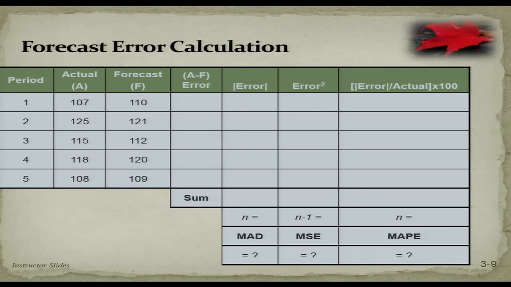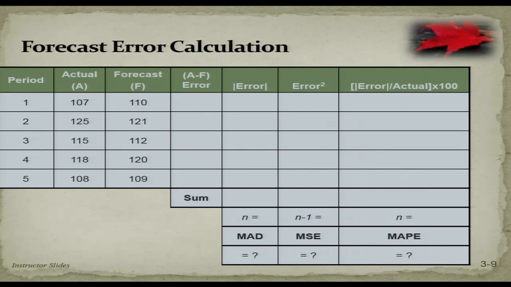What did you get for your MAD? I'm about to do it now. The first one: you do 107 minus forecast. N equals 5. You also take the absolute value, because if you just calculate the forecast error, it can be negative. So your first one is 3 divided by 107. Yeah, I think you got it.